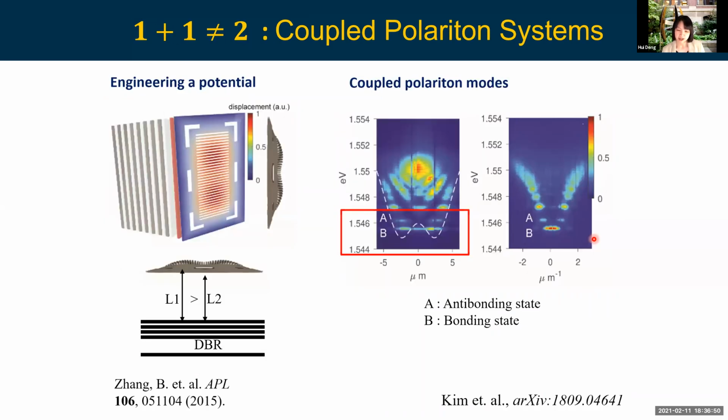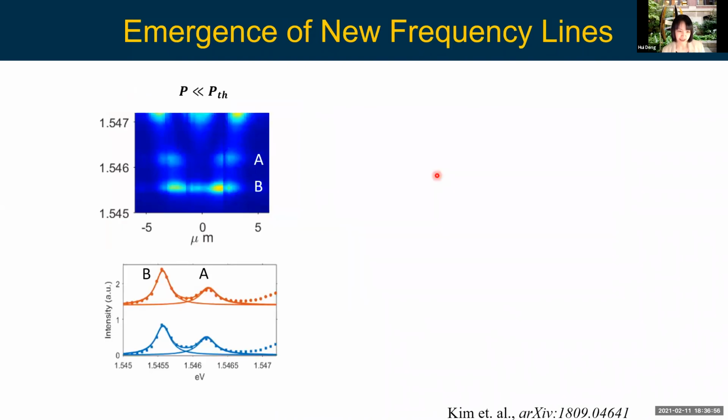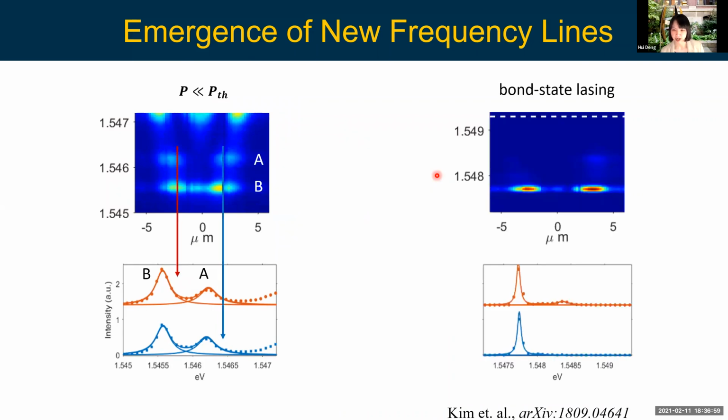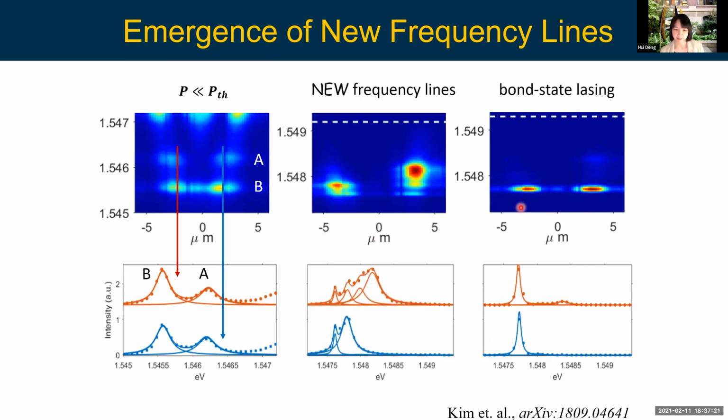So if we look carefully at these two lowest states, the bonding and anti-bonding modes, and look at how they change with power, below threshold, fine, they're just some thermal state, right? When we go to very high excitation density, we see lasing in the lowest mode, the bonding state, because that's the lowest state. So what caught us by surprise is that in the middle, we see many new states appeared. That's not the original A or B states, but a number of other things appeared in the middle.